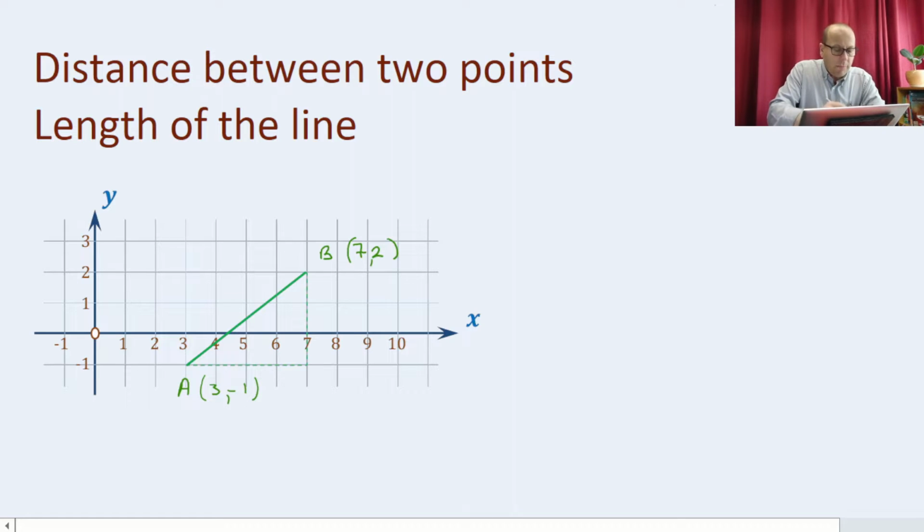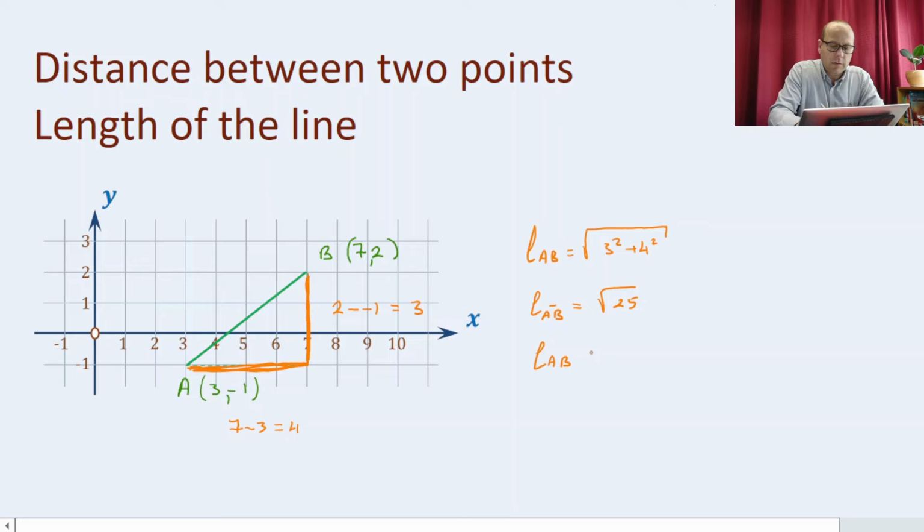To find the length of AB, I use Pythagoras. You will see that right angle triangle, where the vertical component is 2 minus -1, which is equal to 3 units, and the horizontal component is 7 minus 3, which is 4 units. The length of AB is equal to the square root of 3 squared plus 4 squared. So the length AB is equal to the square root of 25, and the length of AB is just 5.